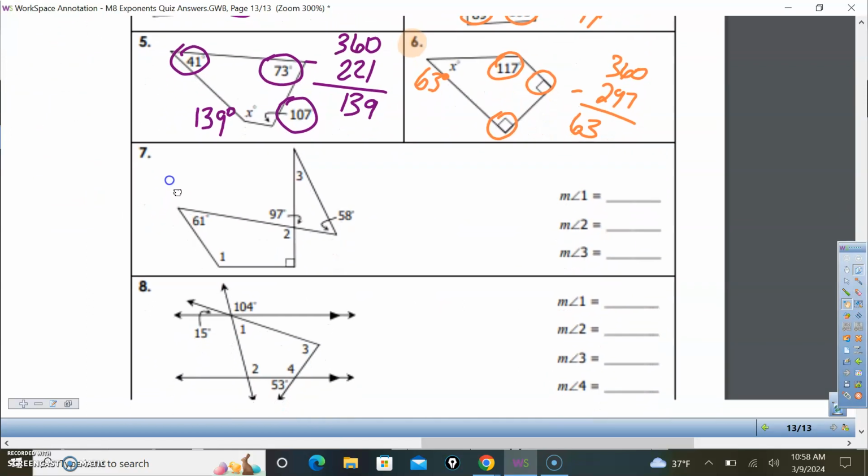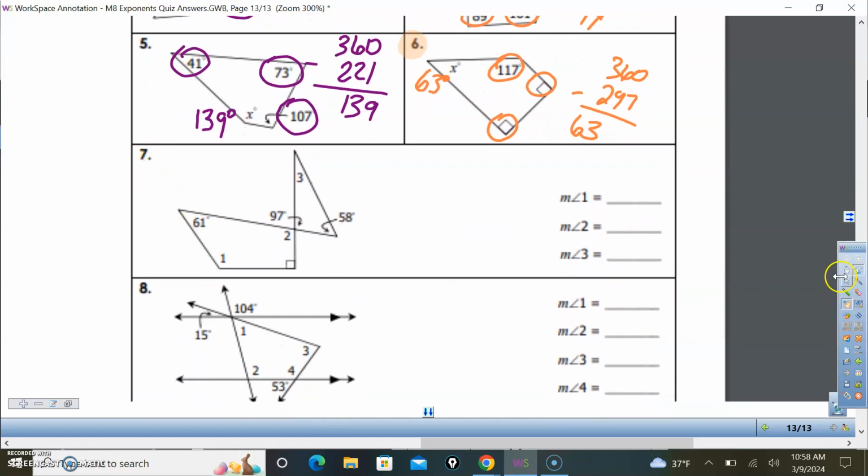All right, and then last but not least, let's go ahead and jump down to our bottom section here. So we're going to be focusing on question number 7. And question number 7 is going to have us compile a bunch of the different rules that we have learned so far.